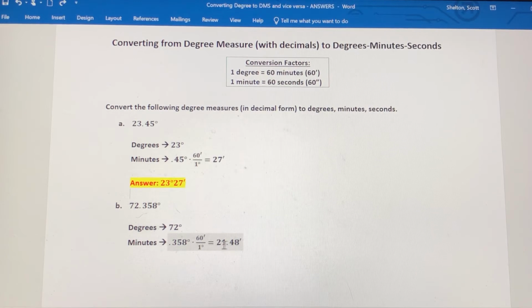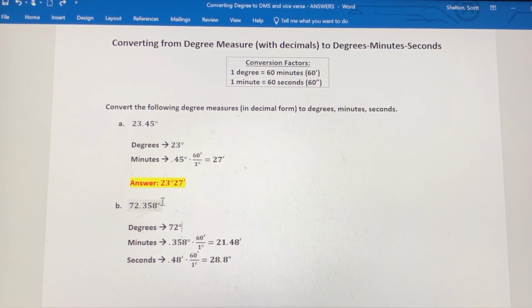I'm going to take the whole number, that's the number of minutes I have. I'm going to need the part that's after the decimal to figure out how many seconds I have, okay? So, seconds. I'm going to take this 0.48. I'm going to multiply it by 60 seconds over 1 minute, okay? The minutes unit cancels out. My unit left over is going to be seconds here. So 0.48 times 60 is 28.8 seconds, okay?